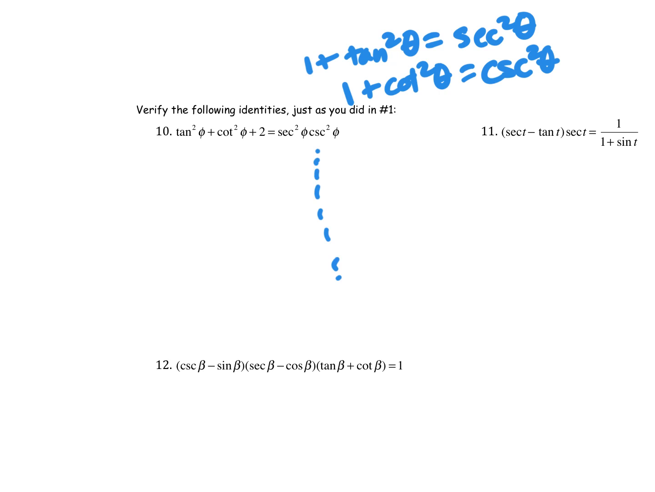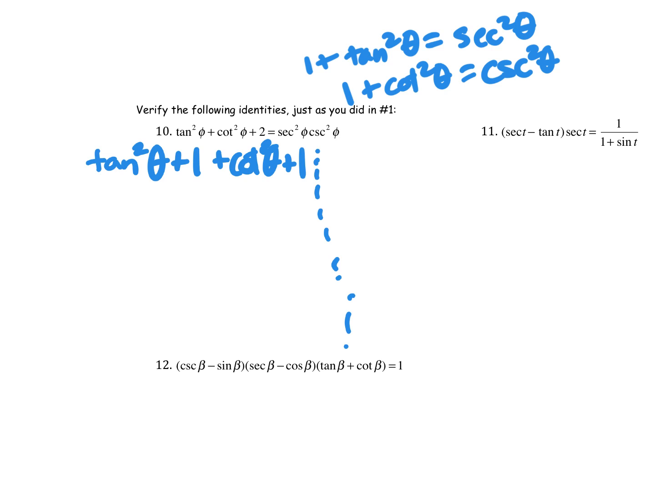So looking at this, I actually can change the 2 into 1 plus 1. So I could rewrite this, instead of using this angle here, I'm just going to use theta because it's easier. So I'm going to say tangent squared theta plus 1 plus cotangent squared theta plus 1. And hopefully you see that that is the exact same thing, because 2 is just 1 plus 1.